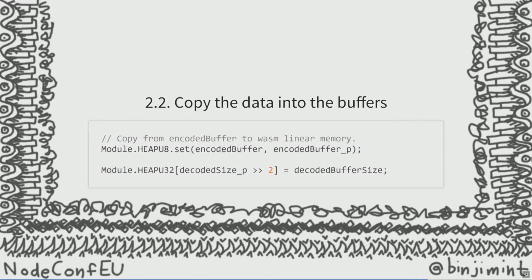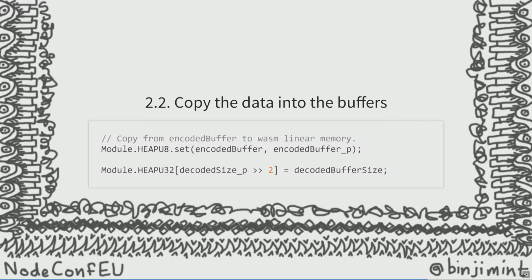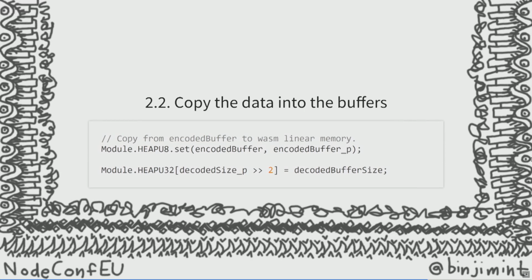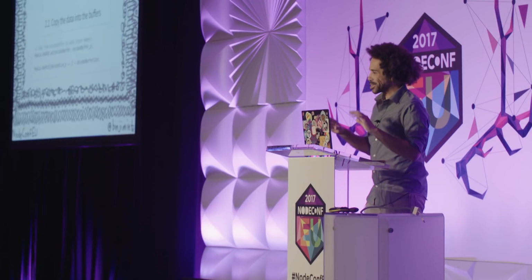So then I'm copying the data into the buffers. This is just standard JavaScript stuff here. There's a little bit of magic. You can see the module heap U8. That's something that's exposed by the wrapper code. It's basically the accessor into the linear memory. And what I'm doing is taking the encoded buffer, which is the node buffer, and I'm just copying the data directly into memory. The only other trick here is that I have to sort of write the size in, and so that's what that second part is doing. There's actually simpler ways to do that, but I'm trying to keep it as like no magic. This is like literally what's happening under the hood. It's just writing bytes into buffers.